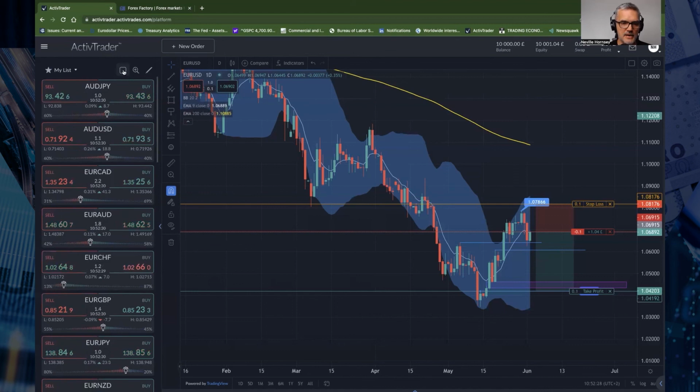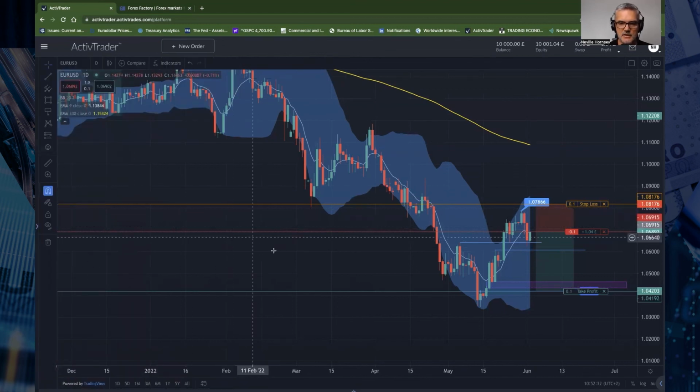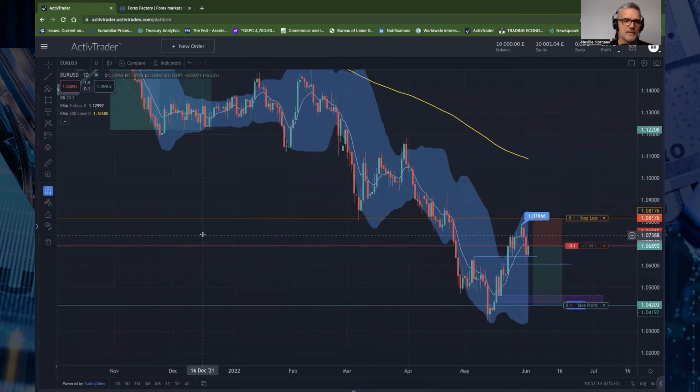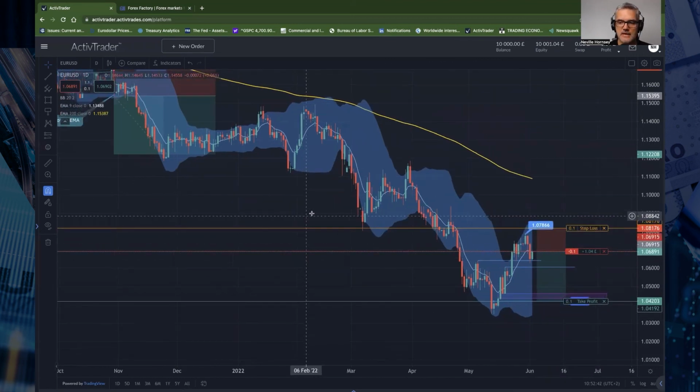Like I said, if you click up here, you've got the sentiment indicator. Click here on the arrow, you can collapse that so you've got a bigger view. So that's it. That's the active trader platform set up. This is our first trade, which currently is in profit, so that's good. These are the indicators that I'll be using going forward. And yeah, this is how I'm going to set up my active trader platform.